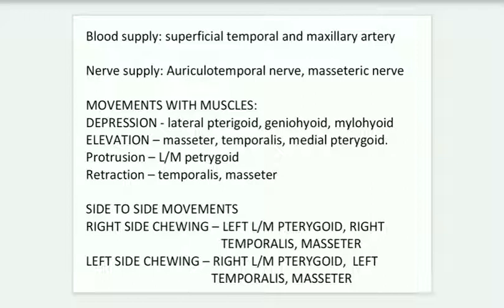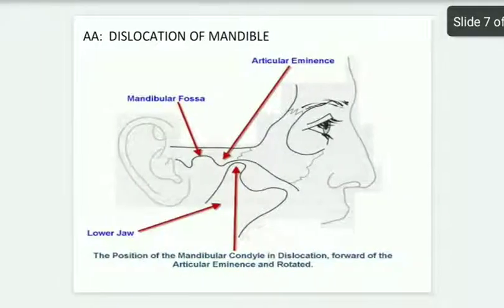Retraction: temporalis, masseter. If we go on to the side movements, if you are keeping food on the right side while chewing, what happens? The muscles work: the left lateral and medial pterygoid, and the right temporalis and masseter muscle. If you are chewing on the left side, the right lateral and medial pterygoid, and the left temporalis and masseter muscle work. These are the side to side movements with muscles.